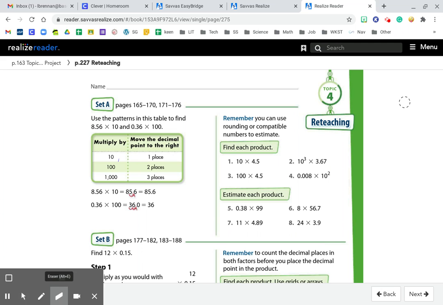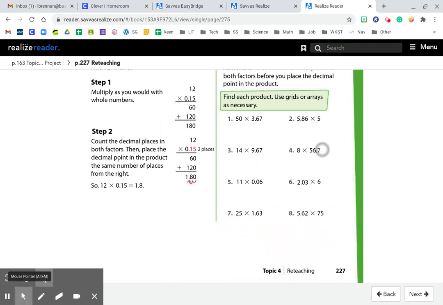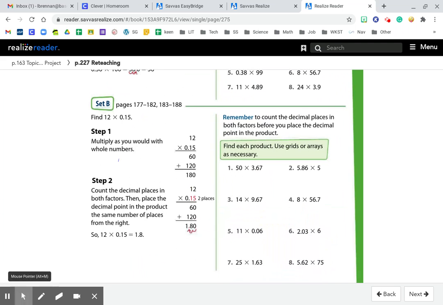Set B. Come on, set B. We are doing the algorithm. Remember to count the decimal places in both factors before you place the decimal point in the product. So for this, we're going to go through and do each problem one by one. So number 1 in your notebook, 3.67 times 50.